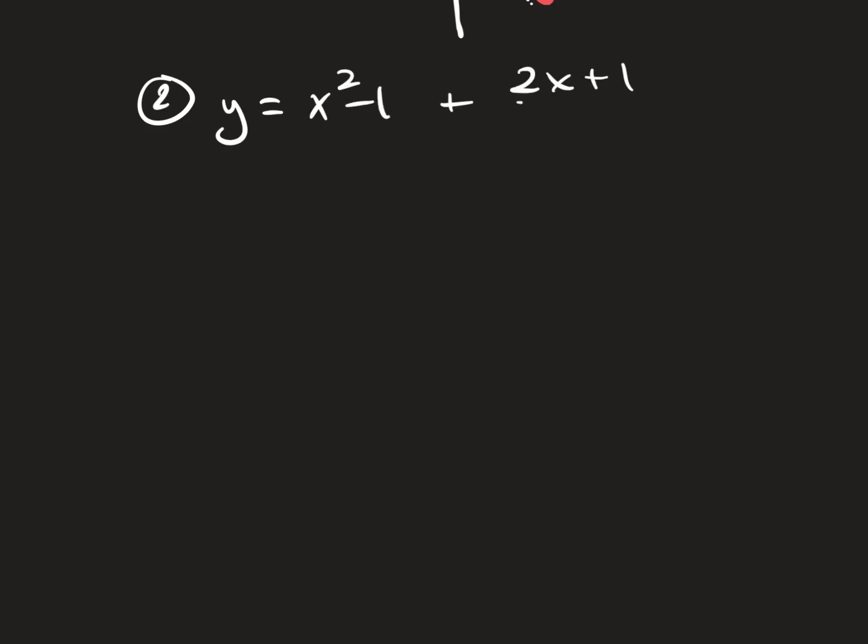Okay, here's my second one. Let's do y equals x squared minus 1 plus 2x plus 1 over x squared. Again, I would say in the directions, no need to find the x-intercepts here, or you can't find them.